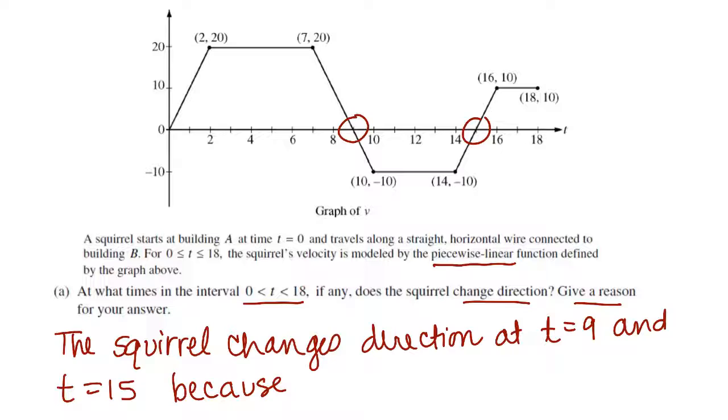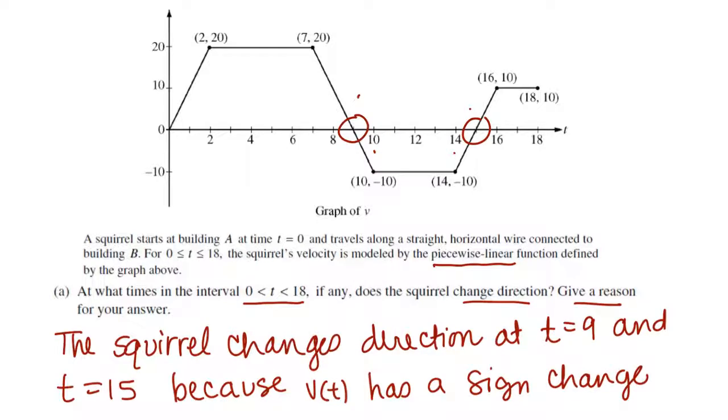and thinking about this, this is going to be where we go from above to below or from below to above. So that's going to be because V at t has a sign change. Right, and on the free response, this would have been worth 2 points.